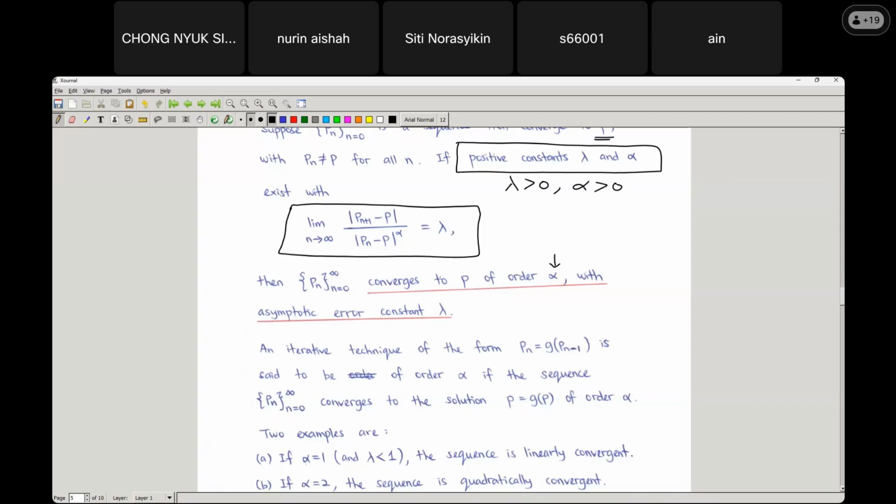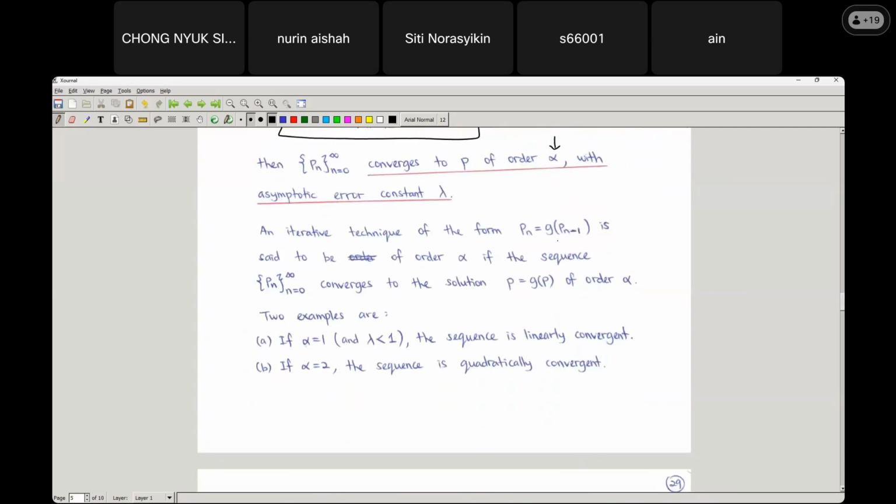Now, an iterative technique of the form Pn equal to g of Pn minus 1 is said to be of order alpha if the sequence Pn converges to the solution P equal to g of P of order alpha. Now this one sounds complicated, but don't worry, later on I will show you an example.